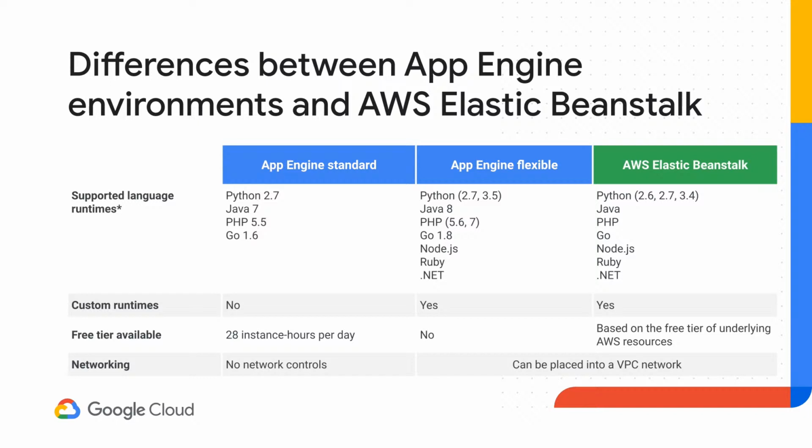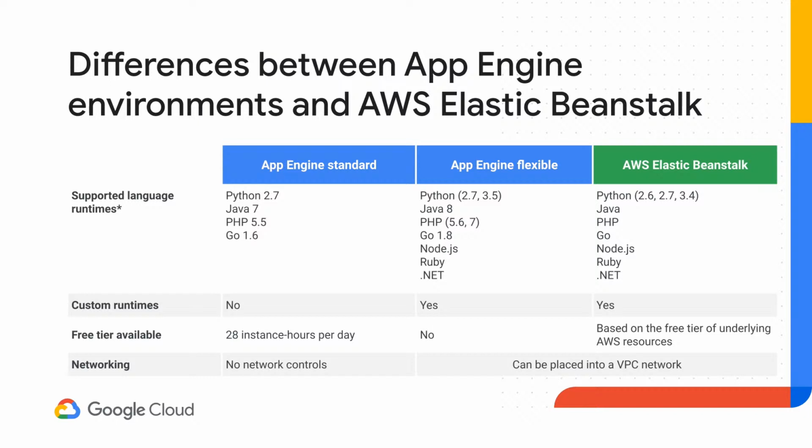App Engine and Elastic Beanstalk both support a variety of runtimes. App Engine Standard supports fewer runtimes due to the locked-down environment that Standard provides. App Engine Flexible and Elastic Beanstalk both support custom runtimes. App Engine Standard comes with a free tier. Elastic Beanstalk has a free tier for the first year. After the first year, the free tier is no longer available.